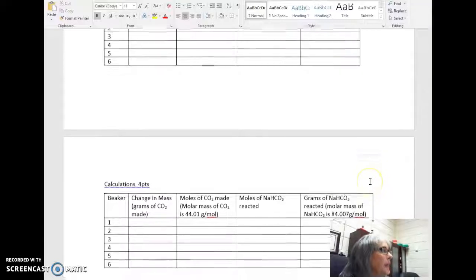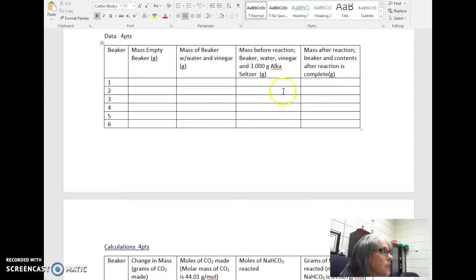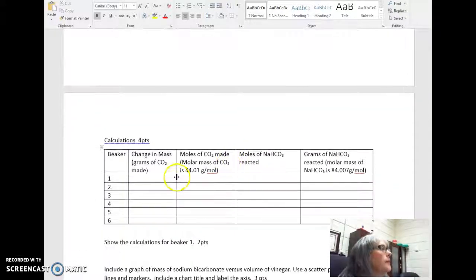Okay, so then we've got calculations. We have the change in mass. Well, the change in mass is the difference between the beginning mass, which is here, and the ending mass, which is here. The change in mass is caused by the bubbling off of the carbon dioxide. So the change in mass is equal to the mass of carbon dioxide produced. So that first column is the grams of carbon dioxide. Using the molar mass, you should be able to figure out how many moles of carbon dioxide you have. And that's the second column.